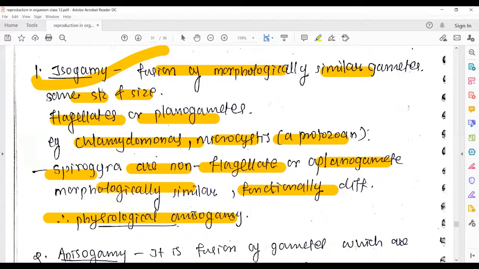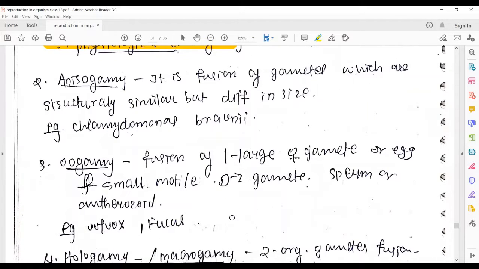Let's move ahead with the further explanation of anisogamy now. What is anisogamy? It is the fusion of gametes which are structurally similar but different in size. Some will be smaller, some will be bigger. Example: Chlamydomonas is given to you.